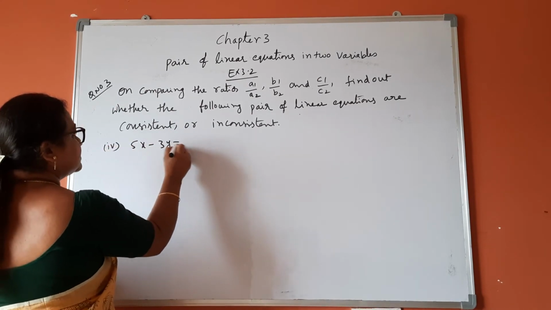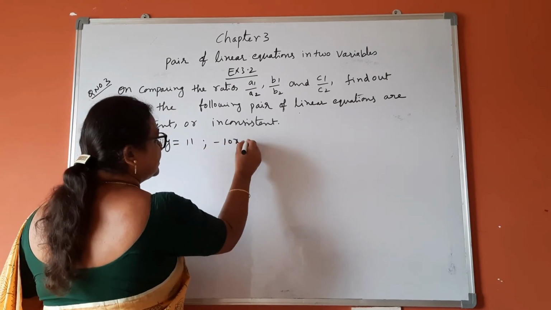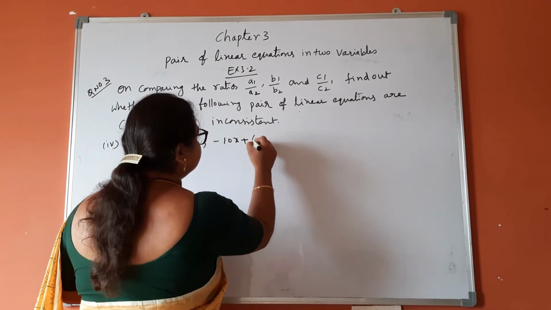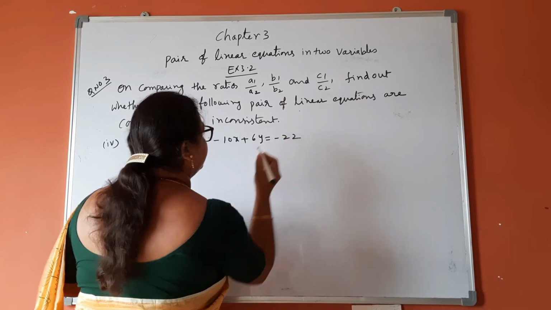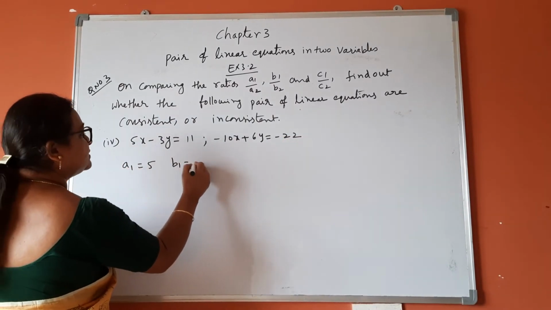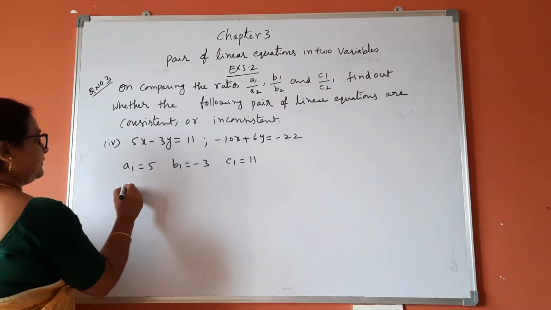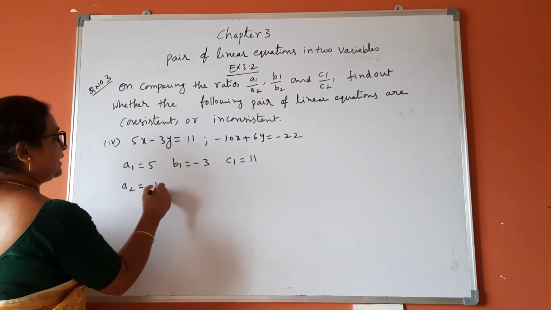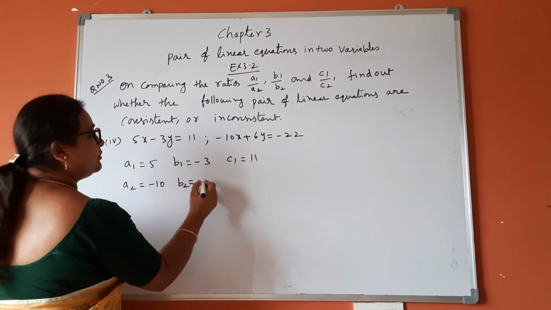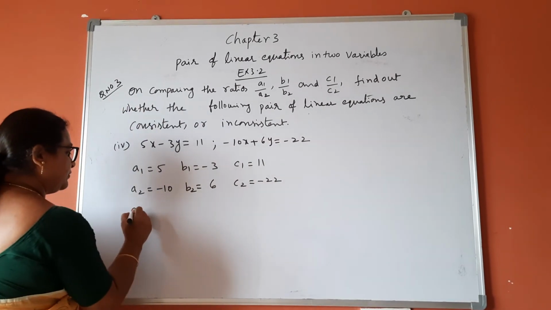Five x minus 3y is equal to 11. Minus 10x plus 6y is equal to minus 22. A1 is equal to 5, B1 is equal to minus 3, C1 is equal to 11. A2 is equal to minus 10, B2 is equal to 6, C2 is equal to minus 22.